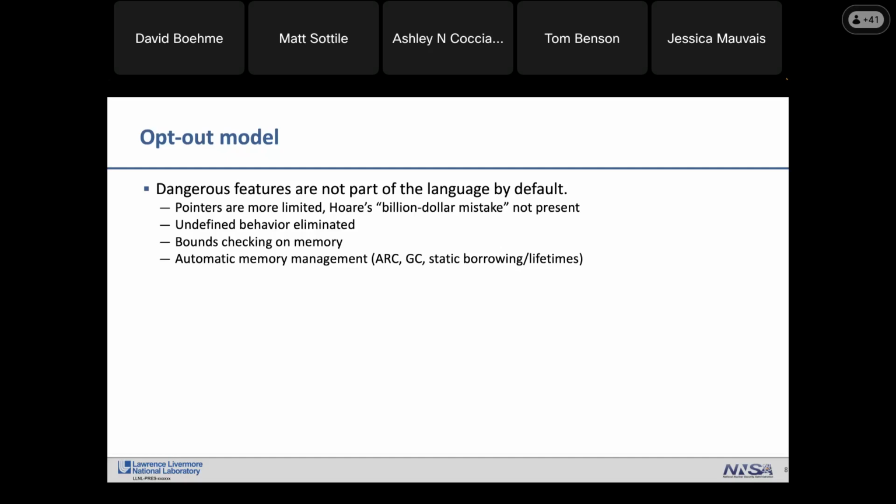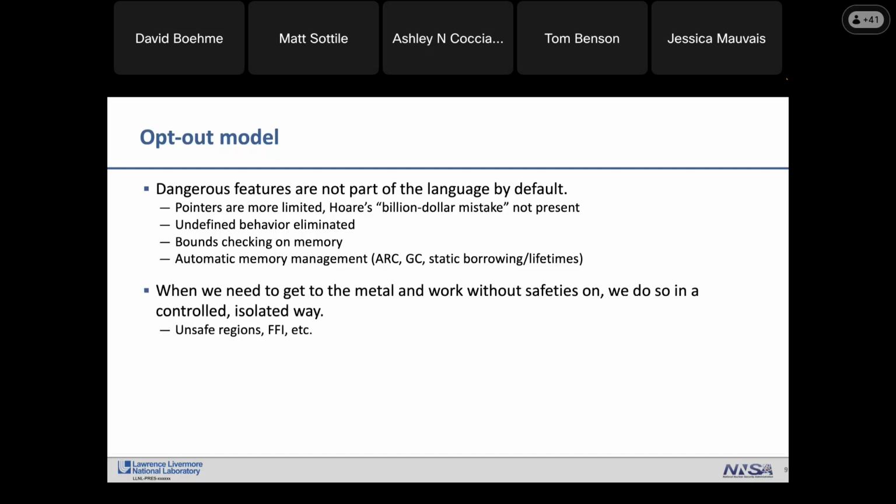So you also have undefined behaviors severely limited or eliminated entirely. Bounds checking is on by default, and you have some form of automatic memory management, either automatic reference counting, that's what ARC is, garbage collection, GC, or a static model of borrowing and lifetimes, which is kind of the Rust model of things. And then when you know that you need to do something where the safeties are getting in your way, you can opt out of them. And so you can still do what you want to do if you really want to be unsafe, but you do so in a controlled and isolated way. So you either have unsafe code regions, you use a foreign function interface, or something that allows you to kind of escape the safety, do the dangerous thing, but do so in a controlled way.